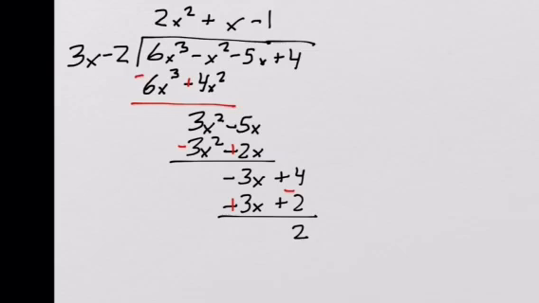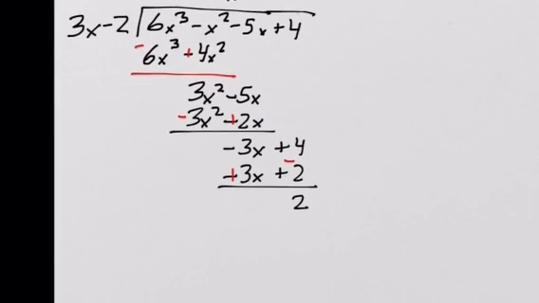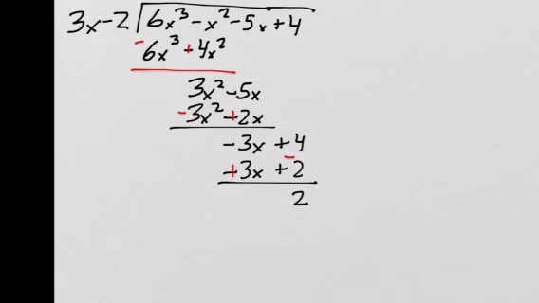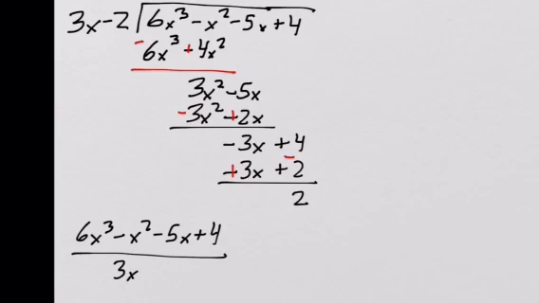So the way that we're going to write this is we're going to say 6x cubed minus x squared minus 5x plus 4 divided by 3x minus 2 is equal to 2x squared plus x minus 1 plus 2 over 3x minus 2.